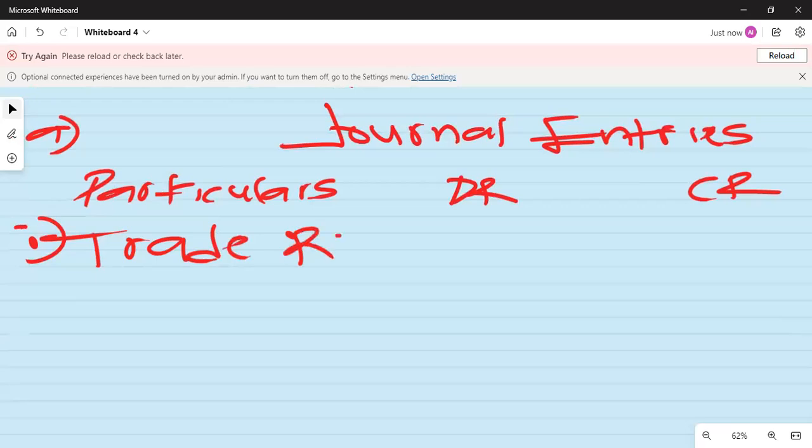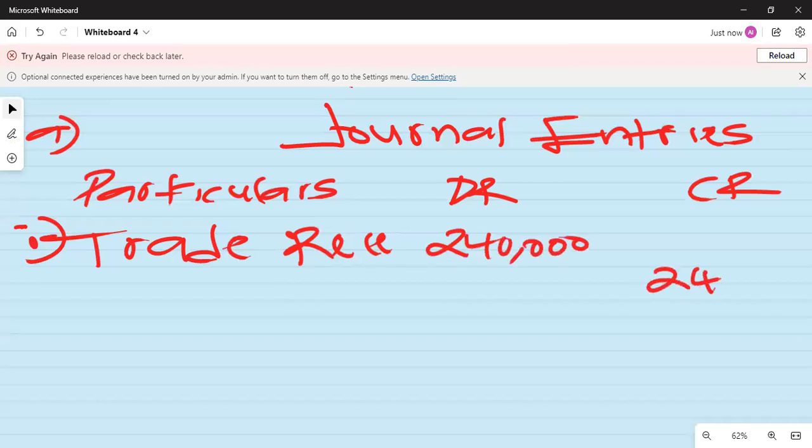Trade receivable will be debited with 240. And we're also going to have 240 taken to the suspense account. The trial balance does not agree, and the examiner has given us the difference already. The reason why the trial balance does not agree is as a result of this particular amount.